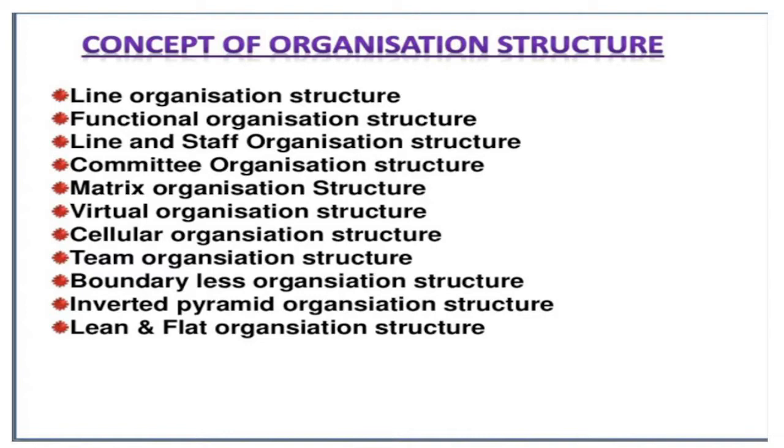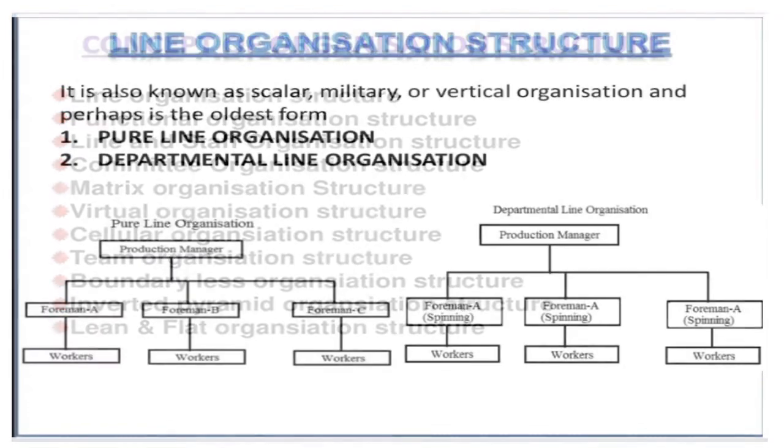Line and staff organization structure, committee organization structure, matrix organizational structure, virtual organization structure, cellular organization structure, team, boundaryless, inverted pyramid, and lean and flat organizational structure. So all these structures briefly we will understand with some live examples, or the examples which we know very well. The first one is line organization structure.